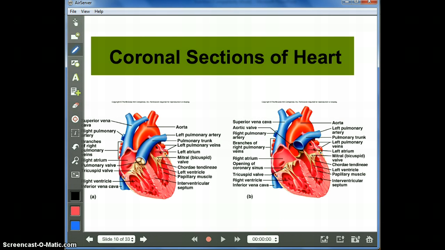Quick illustration, here's diagram number 2 on your test. You should be able to label these guys. Okay, going through and labeling all the parts. We're going to come back to this illustration here in a second, so talking about the chordae tendineae as well as the different atriums.